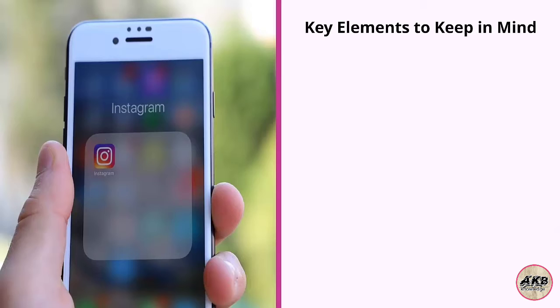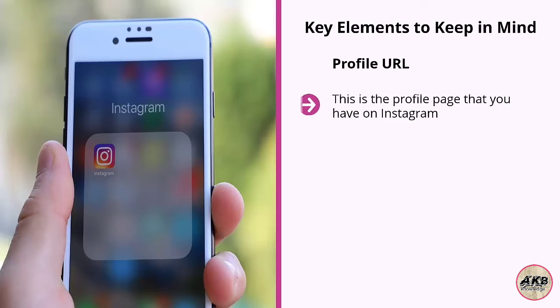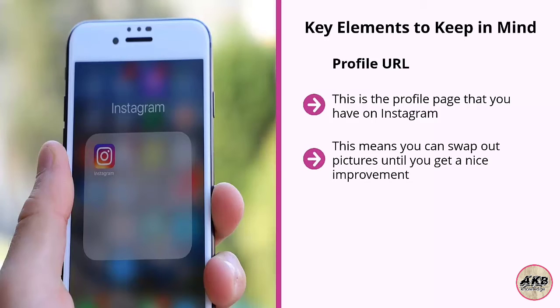Key elements to keep in mind. When optimizing, here are the elements that you should focus on. Profile URL. This is the profile page that you have on Instagram. You can change the picture, you can change the description, but just make sure that when you make changes, you go element by element. This means you can swap out pictures until you get a nice improvement. Once the improvement is sustainable, you then change the text. See if it improves your click-through rate. Once you are able to do that, then you can change the landing page URL.